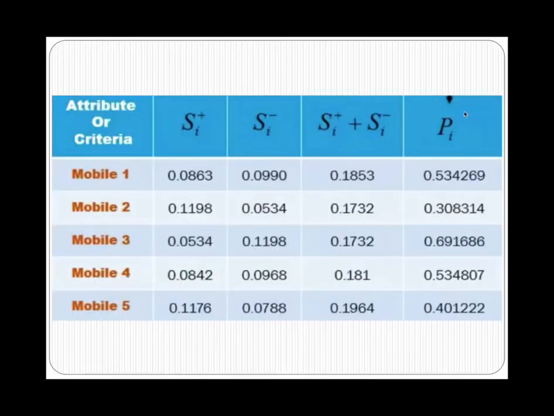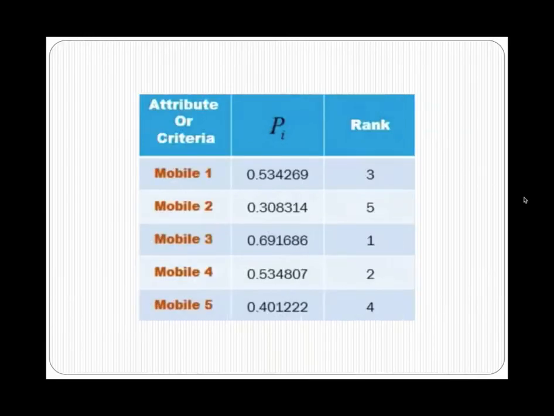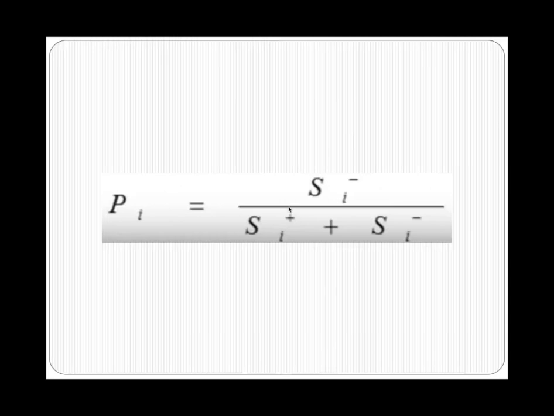We can calculate the performance indicator like this, and the higher the performance indicator, the better. If the performance indicator is very high, 0.69, then it will be the best mobile. Why am I saying it will be the best mobile? Because if this performance indicator is very high, it means that it is the farthest away from the ideal worst. So it is very far away from the ideal worst, so it will be the best mobile. You could have done it the other way around. You could have taken Si plus and then it would have been the other way around. That's okay, no issues.